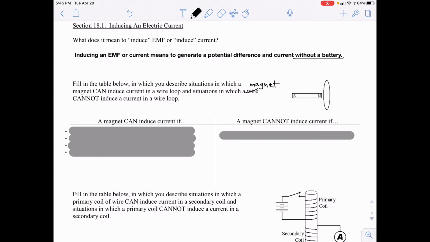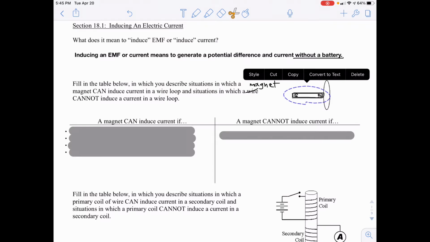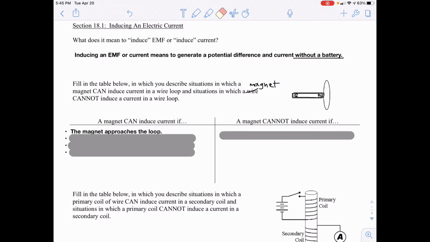Okay, so we have a bar magnet right here, and you're essentially going to bring this bar magnet in and out of this loop like this. You're going to pass it through the loop. Now, as we do that, some things were discovered to happen. Well, one, we can induce current if the magnet approaches the loop.